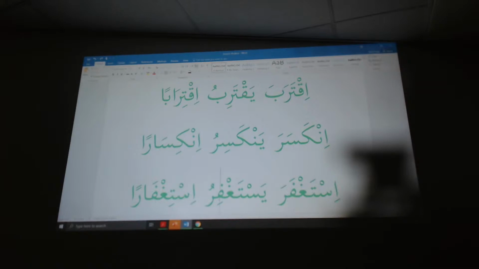So let's do iqtaraba everybody and then we move on. Iqtaraba everybody together. I know we've done it, but let's do it again. Iqtaraba yaqtaribu iqtiraban fahuwa muqtaribun. اقترب يقترب اقترابا فهو مقترب. الأمر منه اقترب والنهي عنه, see, so some of you got that wrong. You said اقترب. It's اقترب. I won't call any names out, but اقترب. Yeah, it's got to be E over here. So الأمر منه اقترب والنهي عنه لا تقترب والظرف منه مقترب.